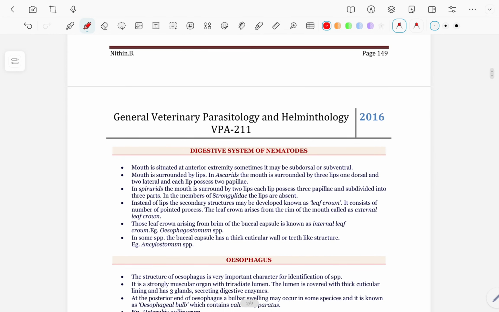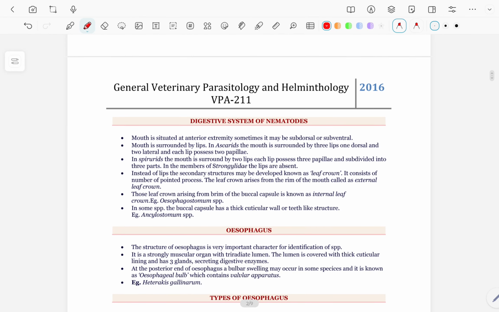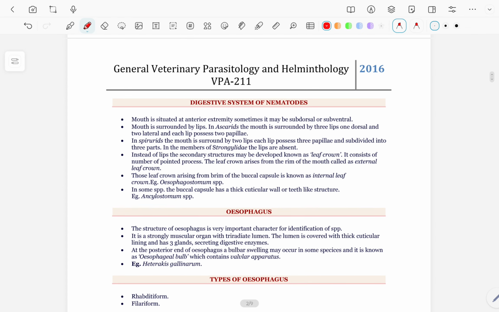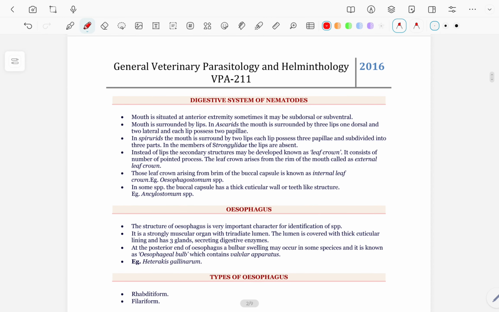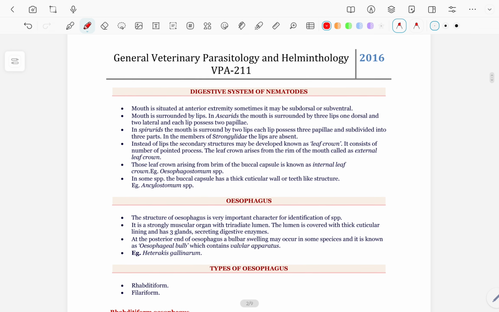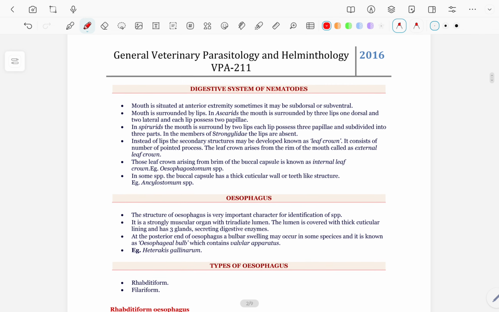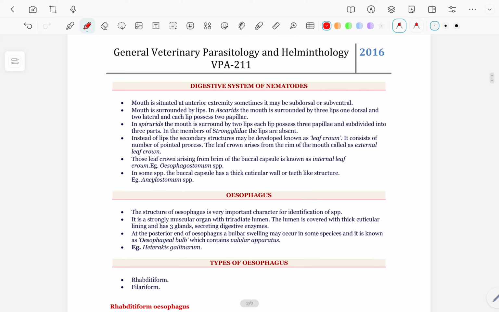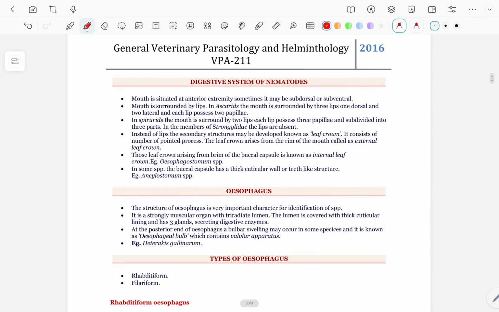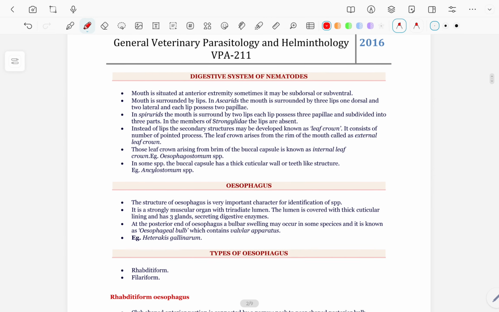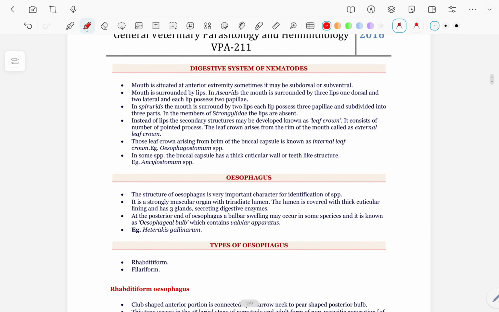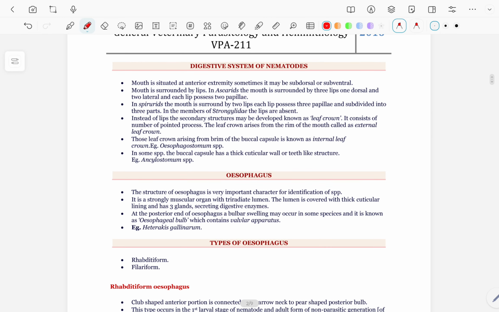Digestive system of nematodes. Mouth is situated at the anterior extremity. Sometimes it may be subdorsal or subventral. Mouth is surrounded by lips in ascarids. The mouth is surrounded by three lips, one dorsal and two lateral, and each lip possesses two papillae. In the spirurids, the mouth is surrounded by two lips. Each lip possesses three papillae and is subdivided into three parts.